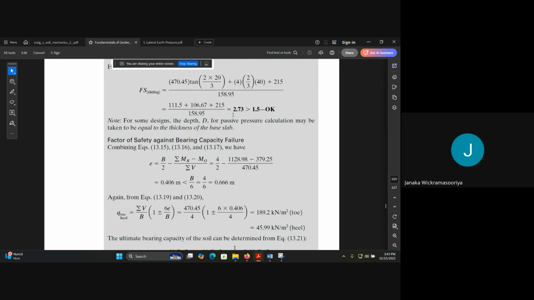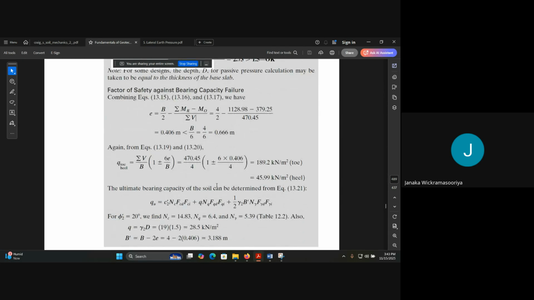If you have unsatisfied factors of safety, then you have to do it again. So first you have to find the e value using this equation. Then we can use the ultimate bearing capacity equations that we have learned earlier.